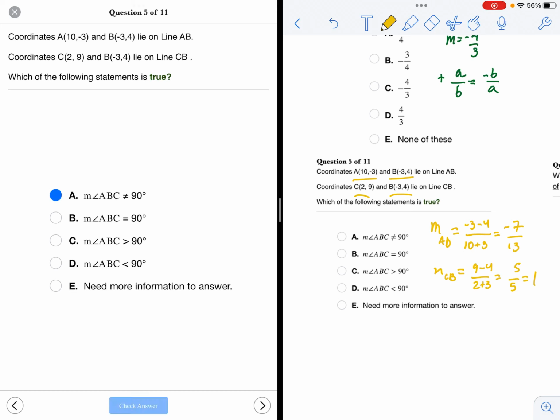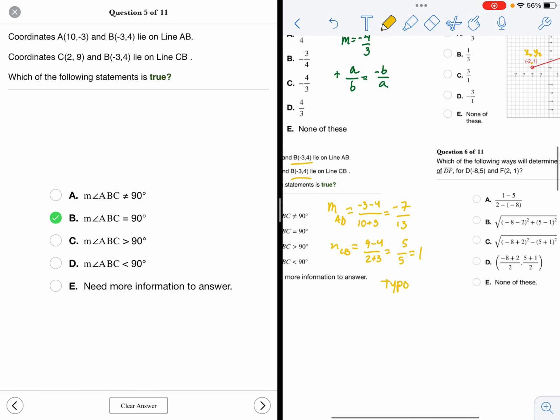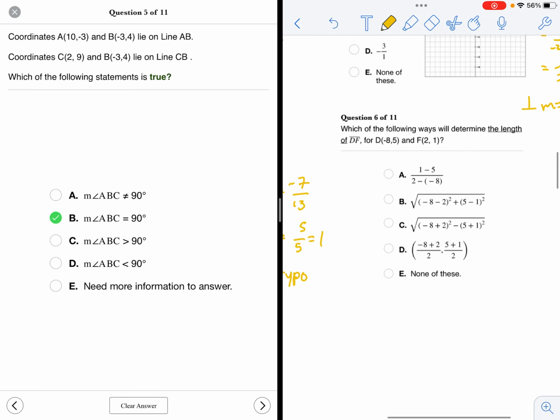So we know they're not equal, but then that would mean... what? I think there's a typo on this problem right here, unless I did something wrong. We're going to chalk this up: there's a typo. Whoever made this problem messed up. They're not opposite reciprocals, so they're not perpendicular. Silly iBook person.